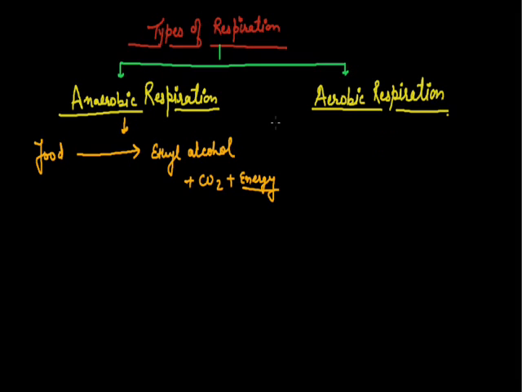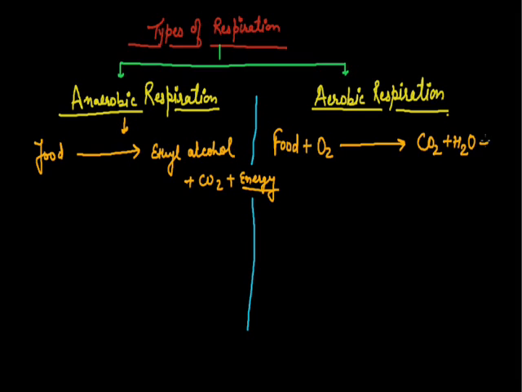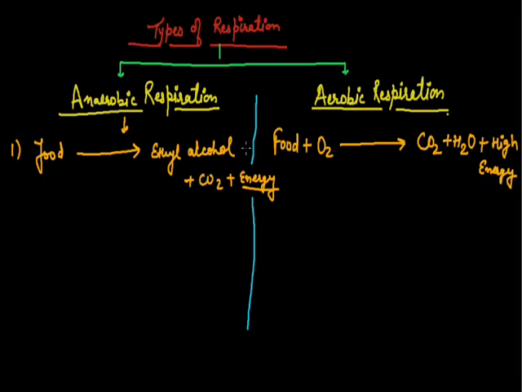But if food is oxidized in the presence of oxygen, then a complete oxidation is done, and as a result you get CO2 and water along with a high amount of energy. So this is the basic difference between aerobic and anaerobic respiration. A lot of differences remain. Here only 2 ATP of energy is produced, a little bit of energy, while in aerobic respiration you get 38 ATP, a huge amount of energy.